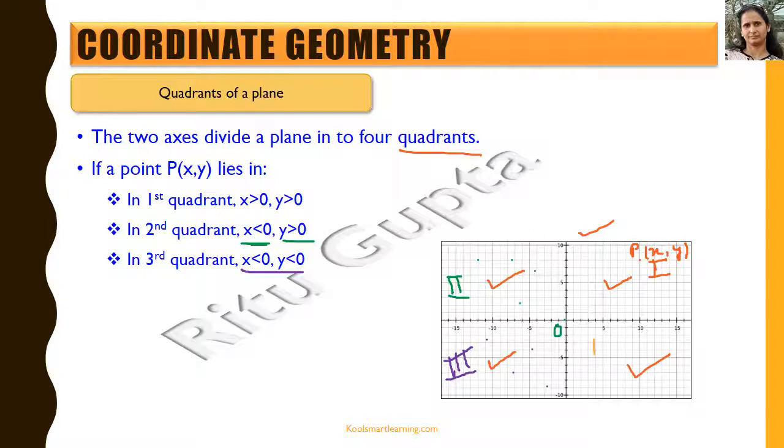And this is the fourth quadrant. Here this is below the x-axis, below the origin, so the value of y is negative, but it is on the right hand side of the origin, so its x is positive. So x is greater than 0 and y is less than 0 in the fourth quadrant.